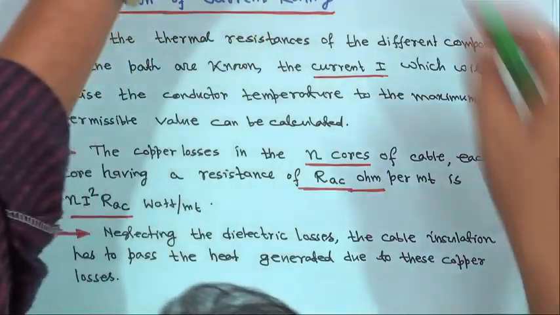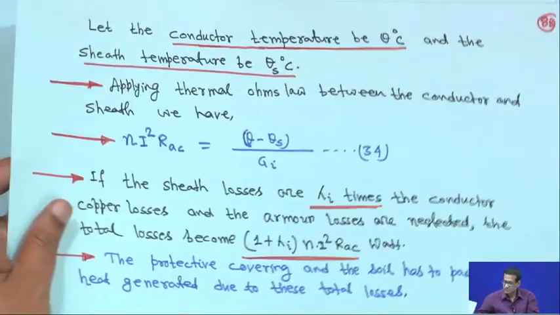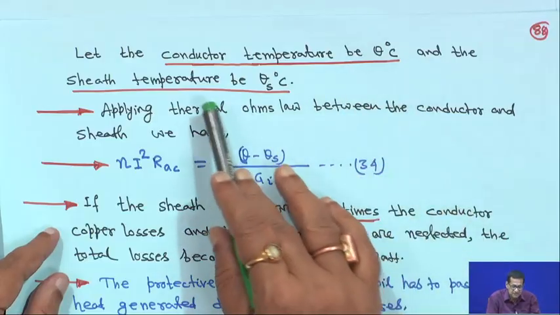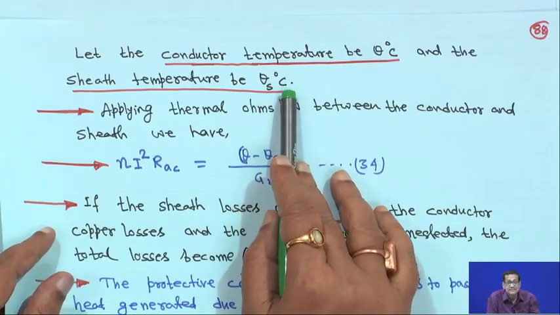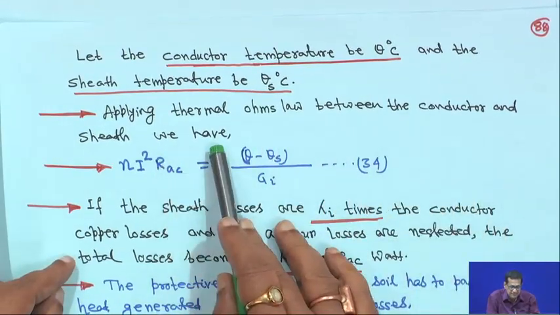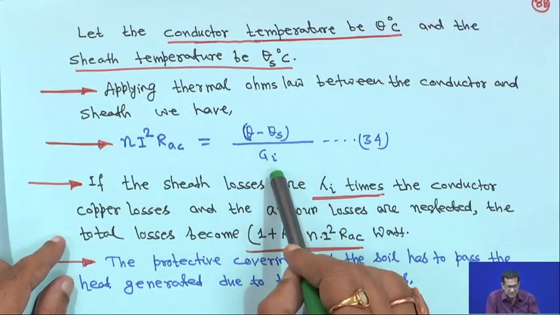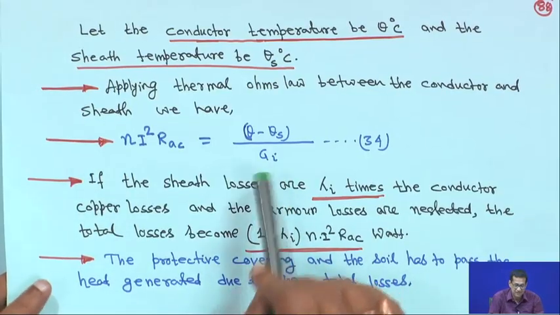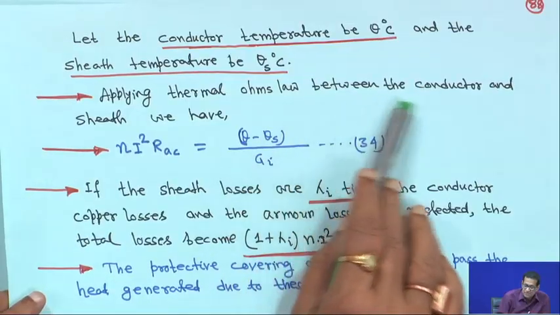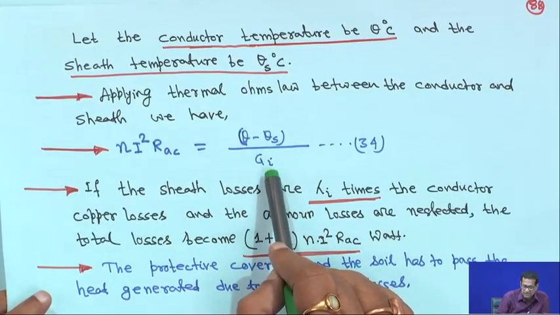So, all these things you have to consider for a cable. If we assume that the conductor temperature is theta degree Celsius and the sheath temperature is theta s degree Celsius, where theta s stands for sheath, then applying thermal Ohm's law between the conductor and the sheath, we have n into I square RAC is equal to theta minus theta s divided by capital Gi. That is thermal Ohm's law between the conductor and the sheath: n into I square RAC is equal to theta minus theta s upon Gi.